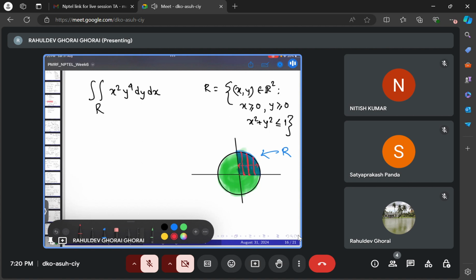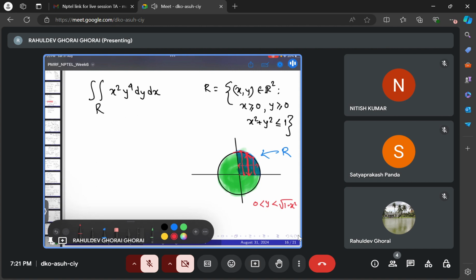When you vary from here to here, y goes from 0 to this, always on this line. That means y has to be less than the square root of 1 minus x square, because that is on the circle. And x, what has to be x? When you write 0 less than y less than the square root of 1 minus x square, that gives you the red lines.